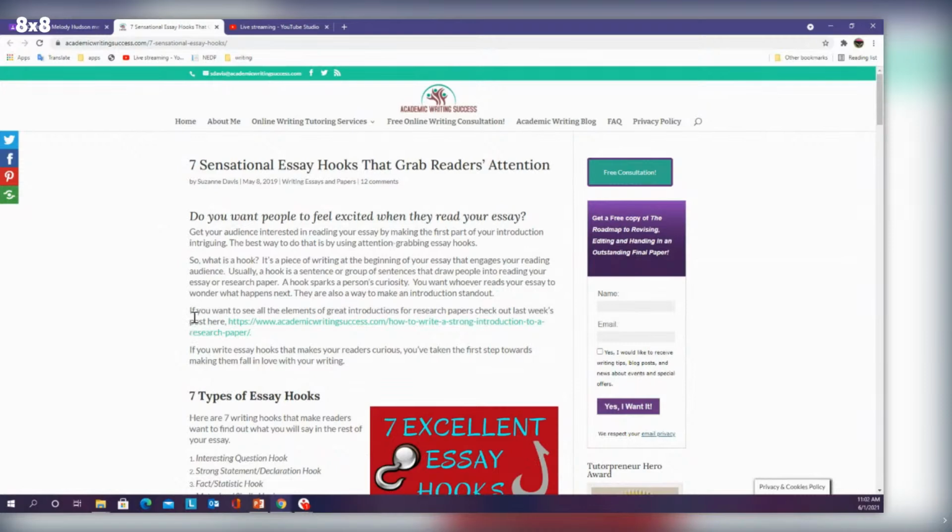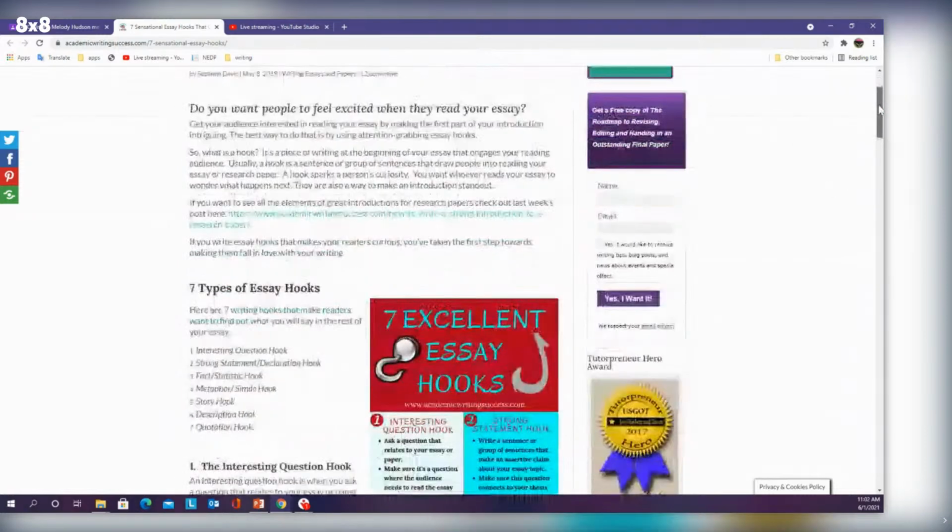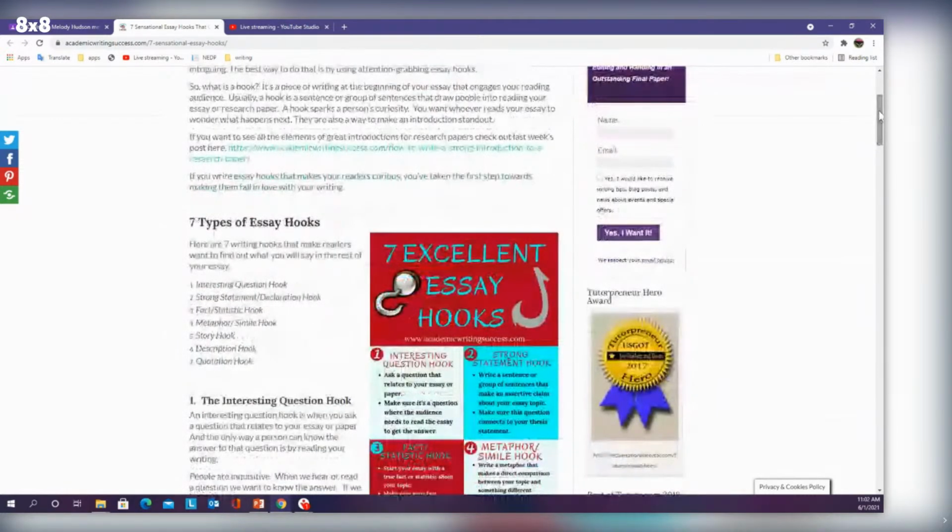And if you want to see all the elements of great introductions, check out this post, or you can just take a look. So, what we want to do, oops, sorry about that. What we want to do is take a look at these 10 types of essay hooks.